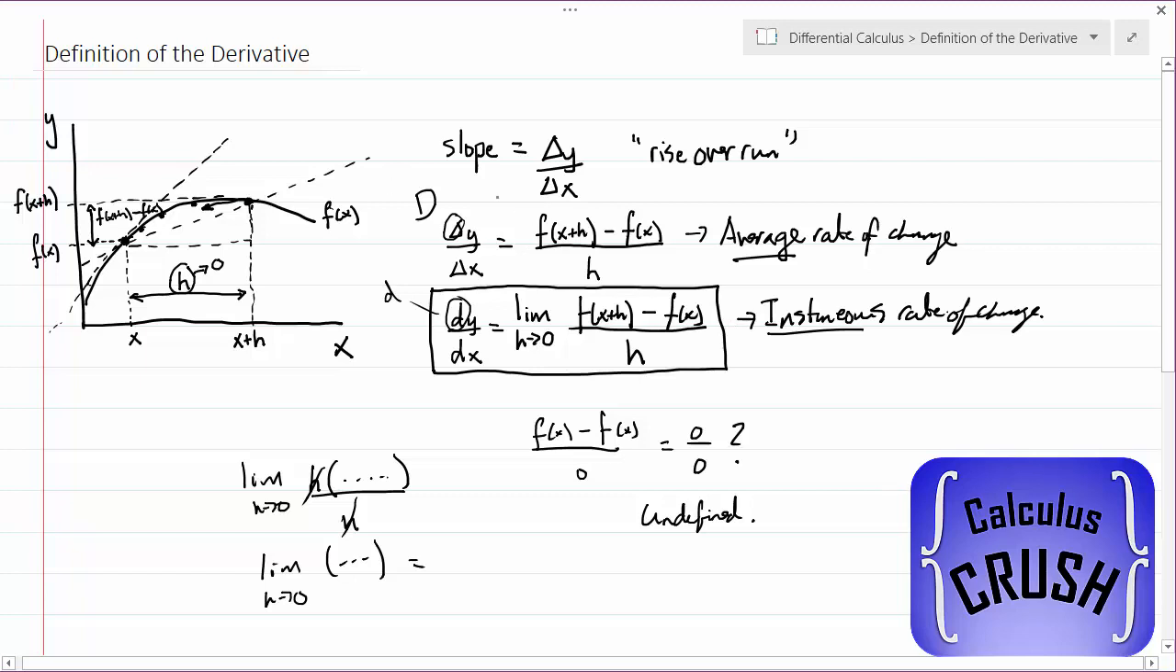With the derivative, we're able to calculate the instantaneous rate of change at all points along a curve. And this is very important in science, math.